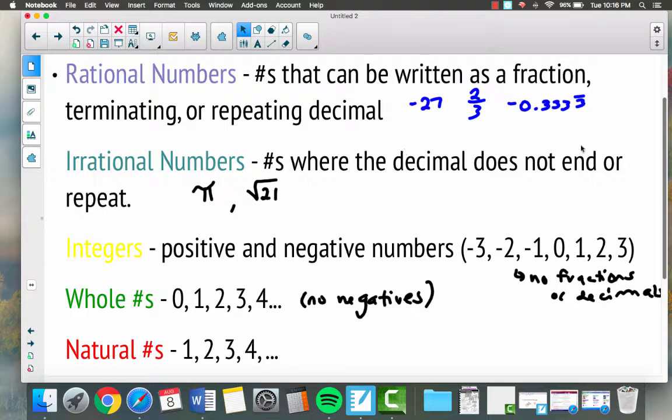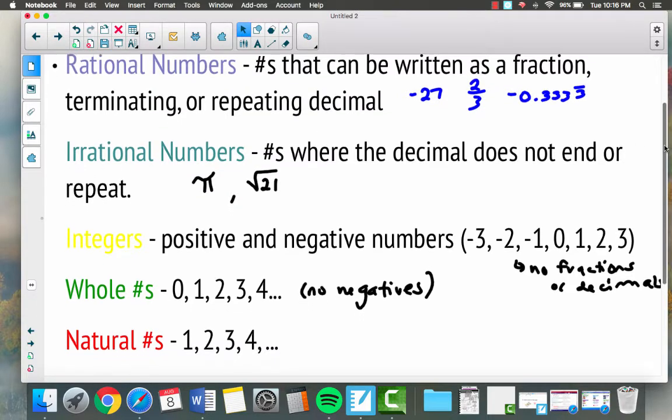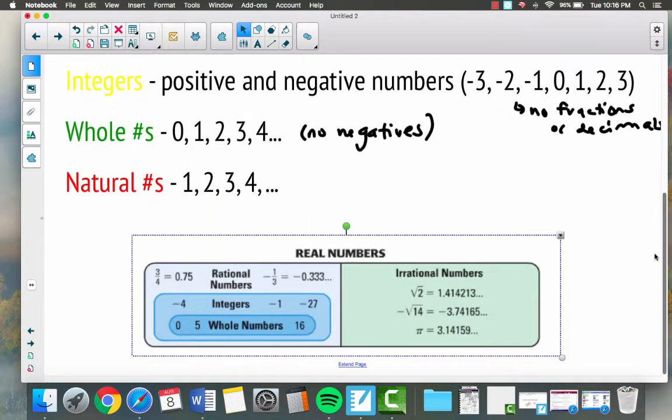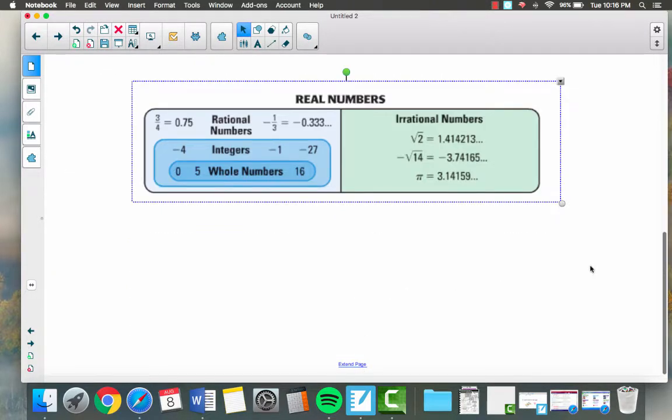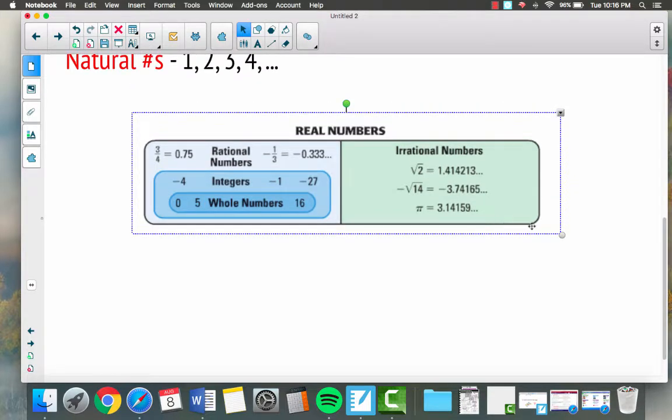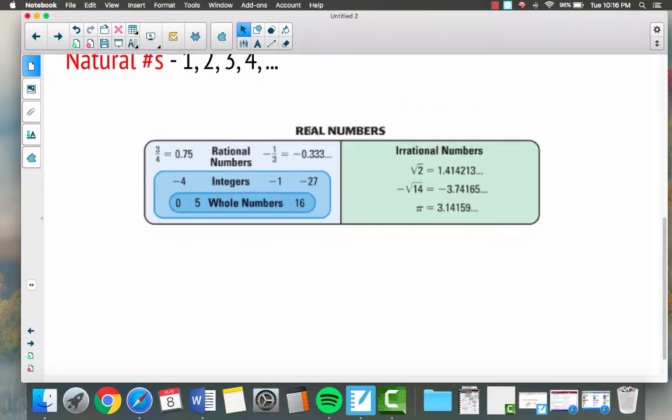All right. And I pulled this from your textbook, so you can always go back and look at this if you want. This is actually the diagram that they gave in your textbook. Notice that it shows how everything's related. It says real numbers at the top because all of these things are real numbers. Then it goes into more specific categories. Now notice irrational numbers are just off on their own. They're not related to these other three.